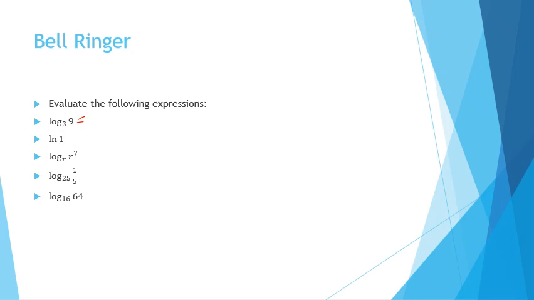But really what this is asking is: 3 to what power will give us 9? And that's going to be 3 squared. So 2 is going to be our answer for the first one. The next one we have is ln 1. This is the same thing as log base e of 1. So e to what power gets us 1, which is to the power of 0. Anything to the power of 0 should be 1.